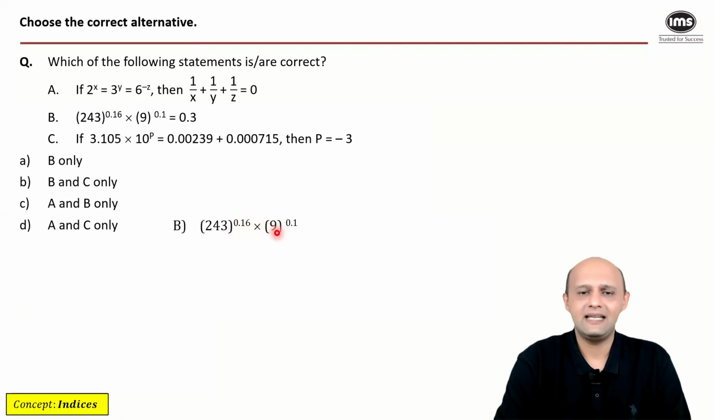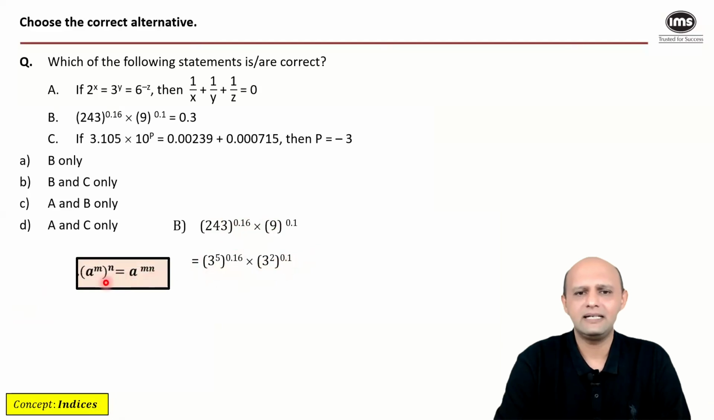243 and 9 are basically powers of 3. This is the fifth power of 3. This is the second power of 3. 3 raised to 5, whole raised to 0.16. 3 raised to 2, whole raised to 0.1. You apply the law of indices, which is a raised to m, whole raised to n, gives a raised to m into n. So what would this turn out to be? This would be 3 raised to 0.8 times 3 raised to 0.2.